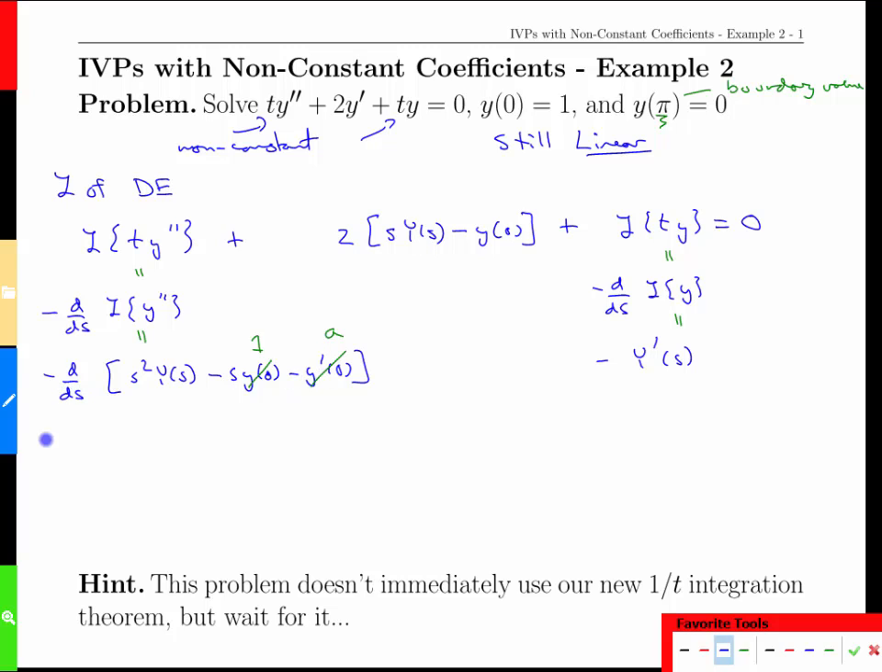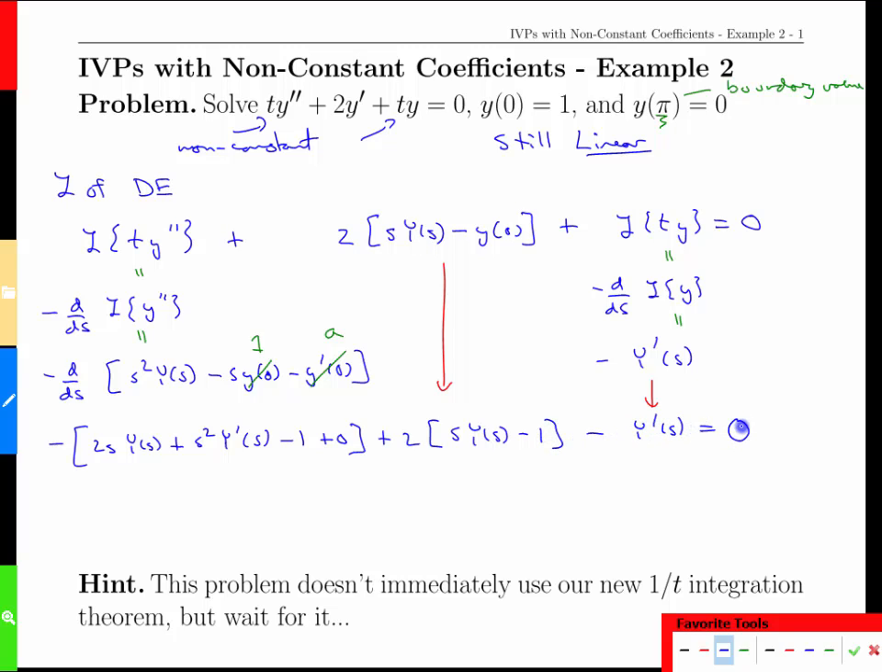Now we can compute the derivative. We're going to have negative. The derivative of this term is a product rule, so we'll have 2sY(s) plus s squared Y prime. The derivative of this is simply 1, and the derivative of this actually turns out it's not going to matter so much because the derivative is 0. All right, now we can bring in all the terms we had before. We can bring this down and this down. We'll add our 2sY(s) minus y(0), which is 1, and we'll have our Y prime of s here, all of that equaling 0.